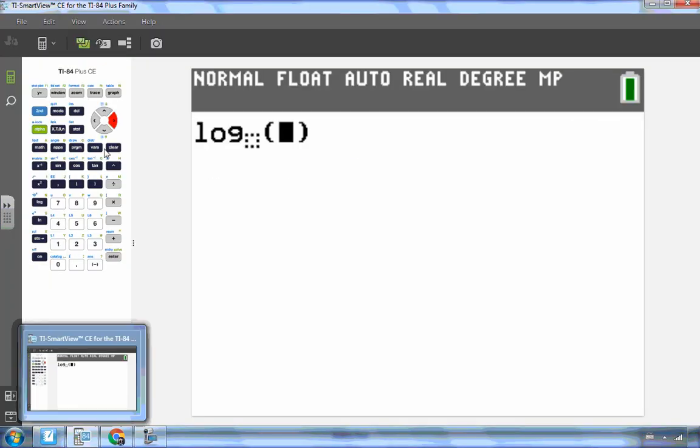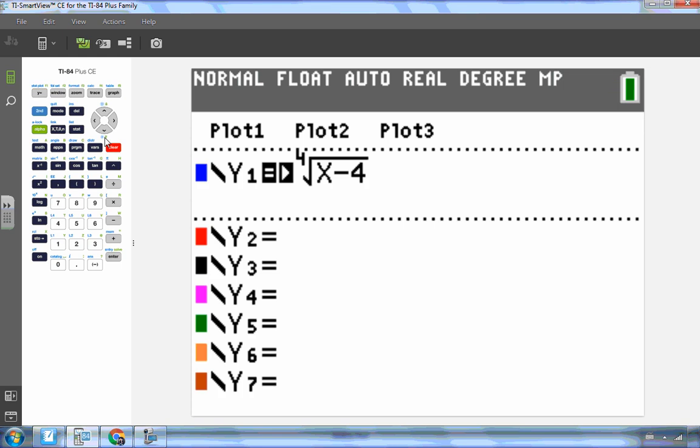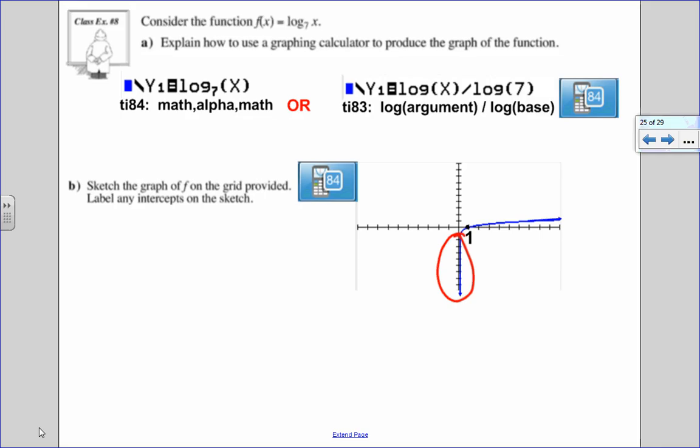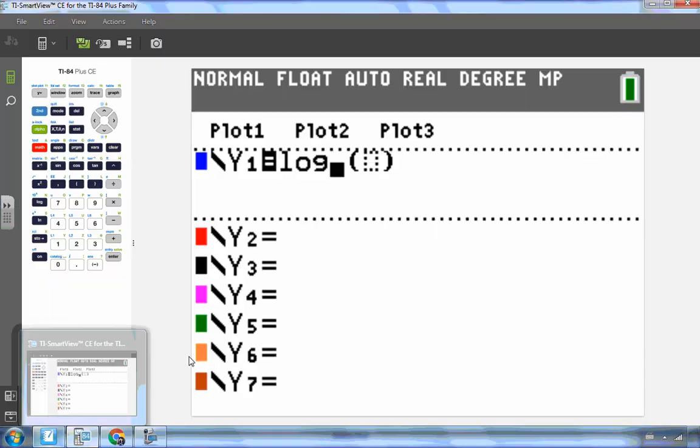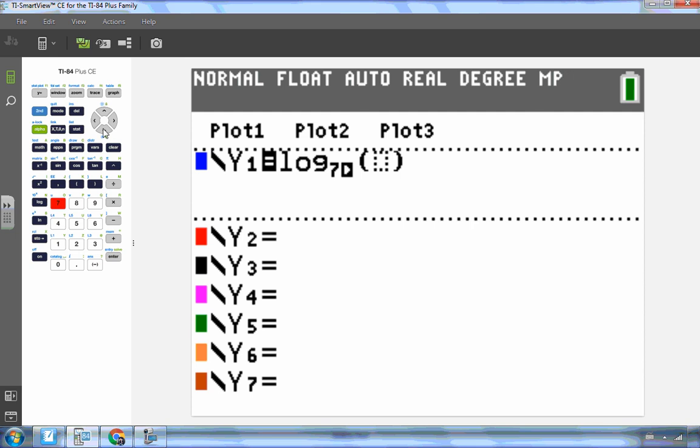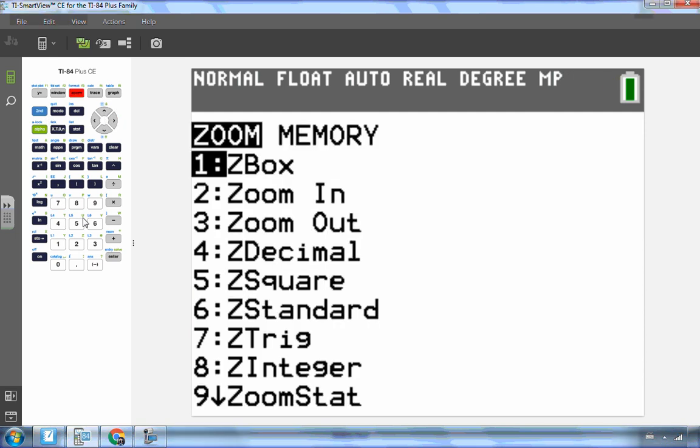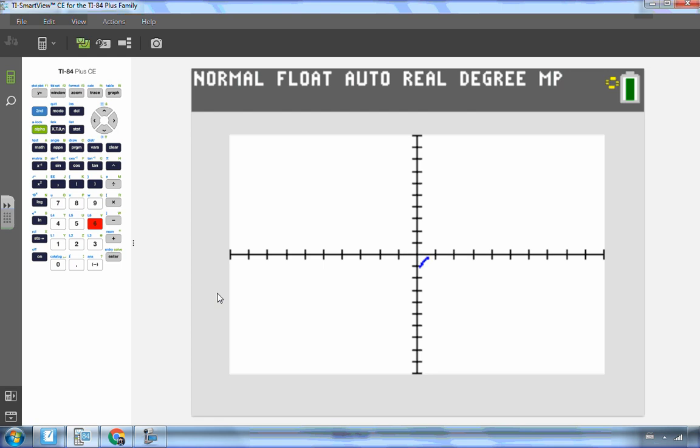So I'm going to go into my graphing calculator and clear out what I was working on. I'm going to go math, alpha, math. And I'm going to put in log base 7 of x, yes. Okay, so I'm going to go log base 7 of x. And I just want to show you what it looks like before I fixed my graph up.